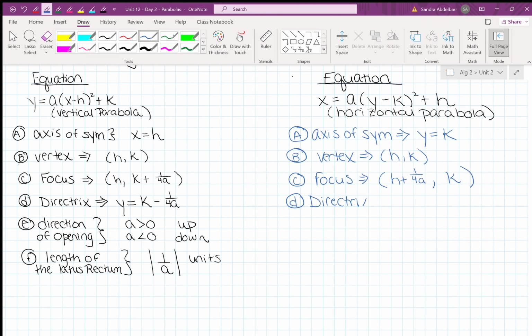Their directrix is going to be the line. This is now going to be a vertical line, so x equals h minus 1 over 4a. Again, the a is in that denominator.